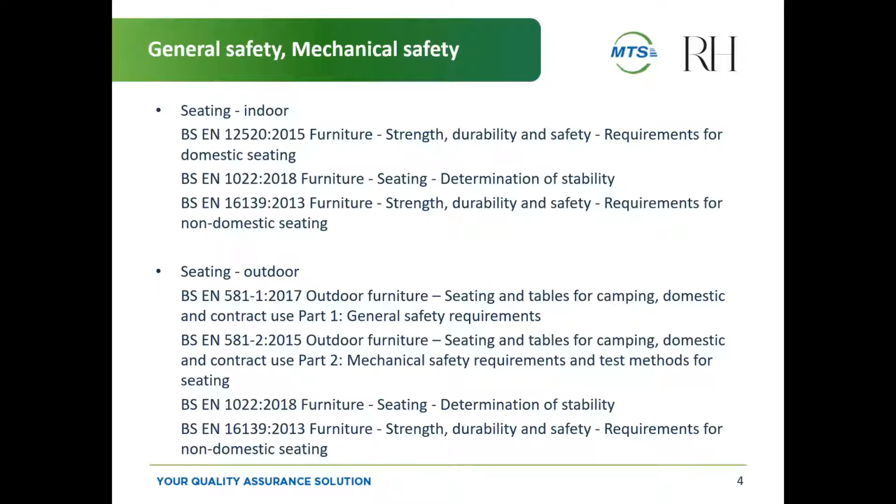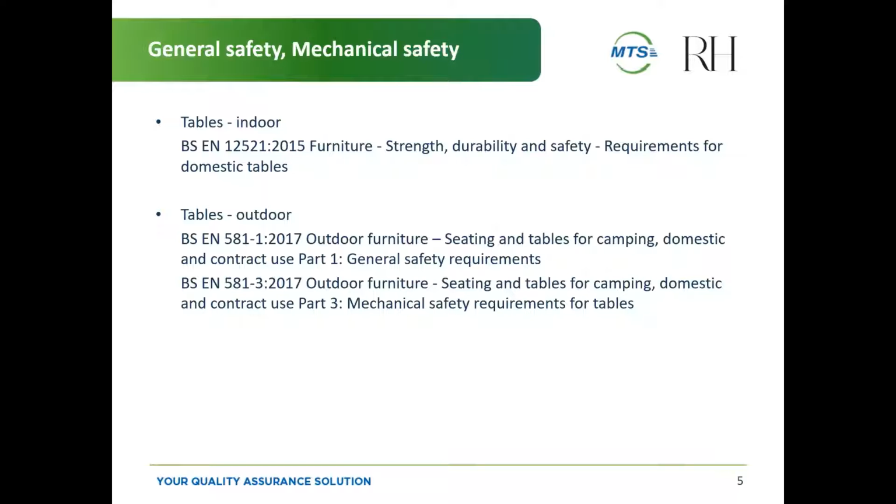Outdoor will be BS EN 581, outdoor furniture, seating and tables for camping. EN 581, outdoor furniture, seating and tables, camping, domestic and contract use, part 2, mechanical safety requirements. And then furniture for seating, determination of stability for BS EN 1022. And BS EN 16139, furniture, strength, durability, and safety, requirements for non-domestic seating.